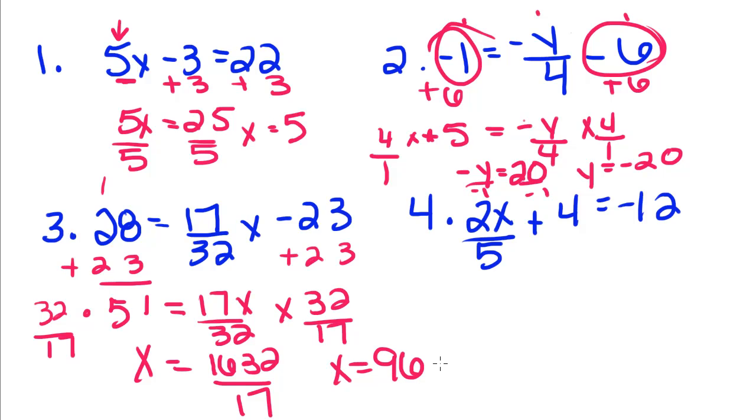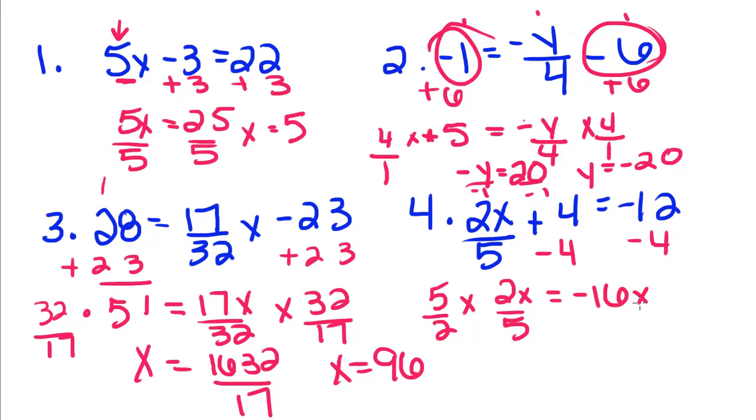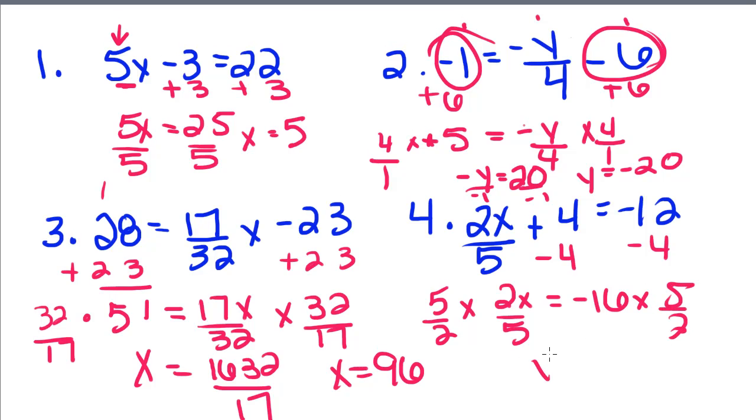So we have one last problem we're going to do. We're going to take this 4 and subtract it over. 2x over 5 is equal to negative 16, multiplied by the reciprocal. We get x is equal, and here we can reduce by 2's, so this becomes 1, this becomes 8. Negative 8 times 5 is negative 40.